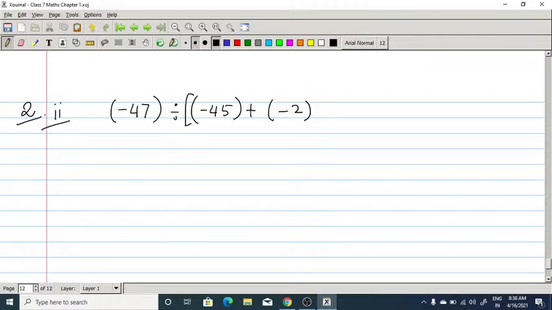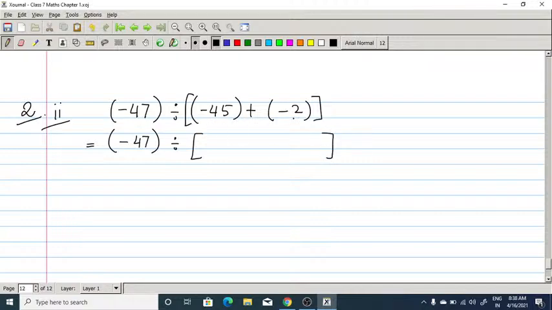Next, we'll do question number 2. Question number 2 is just simple evaluation, but we have some brackets and additions also. Let us start with 2, subpart 2. It says minus 47 divided by the bracket minus 45 plus minus 2. By the BODMAS rule, we always know that we have to evaluate the operations inside the brackets first. So let us do the brackets.